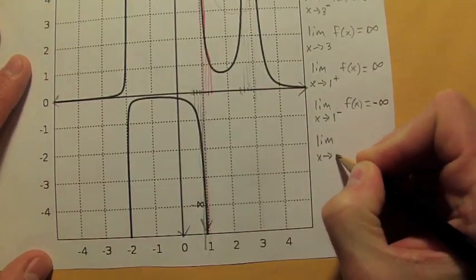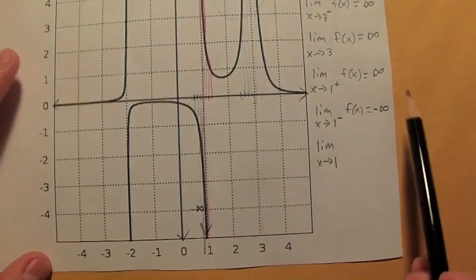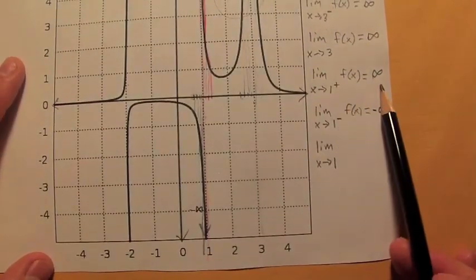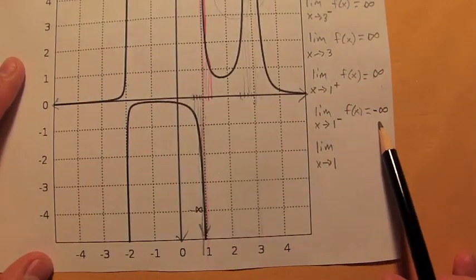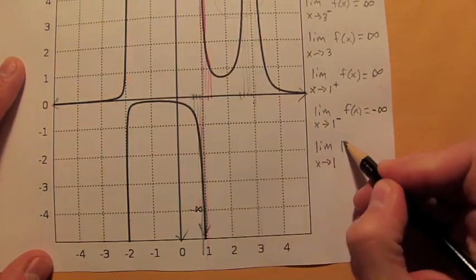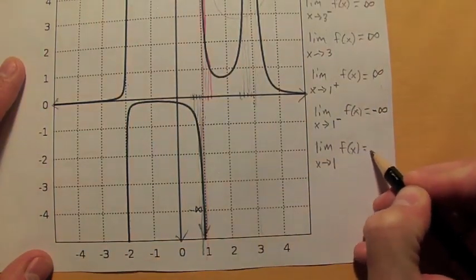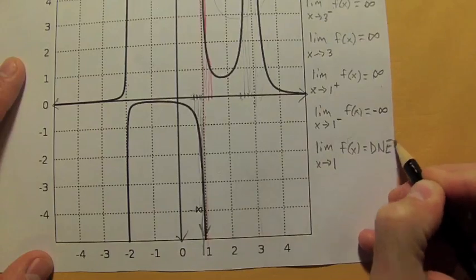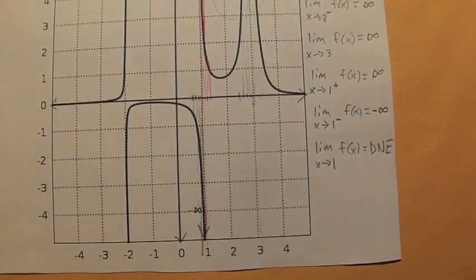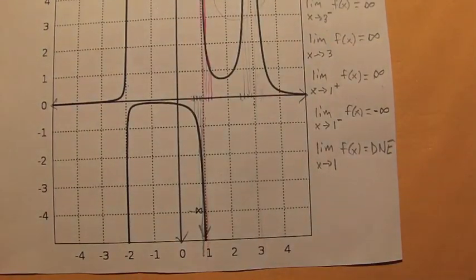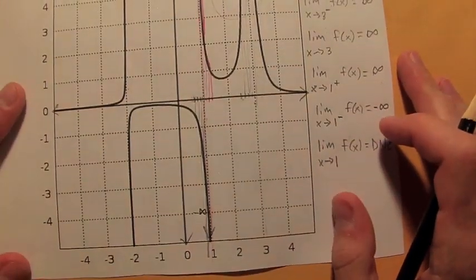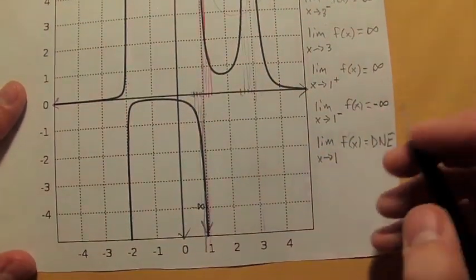All right, and since these two-sided limits here don't match, from the right it's positive infinity. From the left, it's negative infinity. So from both sides, well, the best we can say is that it does not exist. Okay. So see if we can follow along here.